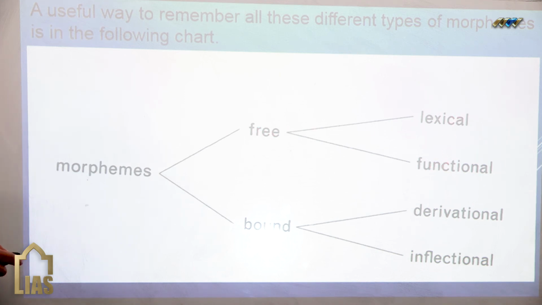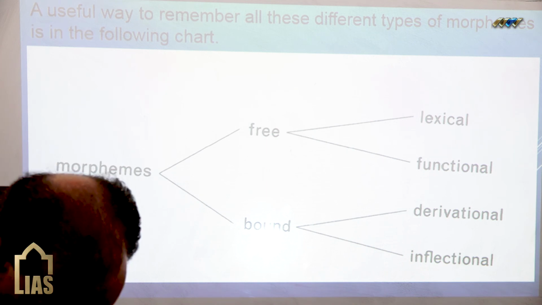Free morphemes are lexical and functional. We'll come to this. Bound morphemes are derivational and inflectional. So in boys, we have the inflectional morpheme, and in teacher, ER is the derivational. So morphemes: free, bound; free, lexical and functional; bound, derivational and inflectional. Inflectional morphemes do not change the word class. A lot of languages, like Arabic, are inflectional.